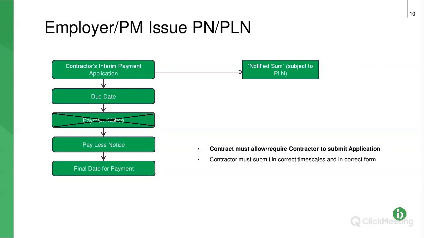So in terms of our hierarchy, the contractor's interim payment application is the prevailing notice, simply because there aren't any other notices. The employer, the paying party, has failed to issue any notices. So that becomes the sum that is paid on that final date for payment. Now, that is subject to these two bullet points at the bottom right-hand side, that the contractor must have submitted in accordance with the rules that we've already seen.